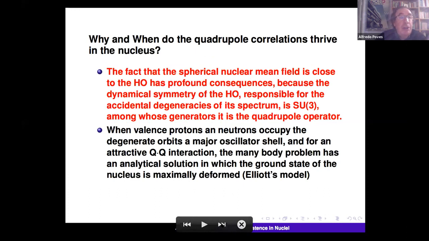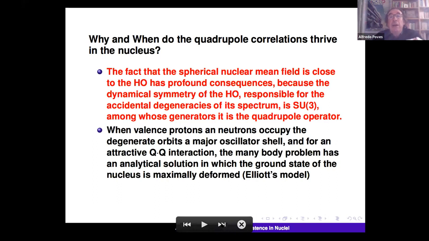As I will concentrate in shapes, I will concentrate in quadrupole shapes. There is a question: why does the quadrupole correlation thrive in the nucleus? And there is a very basic reason. One is the fact that the spherical nuclear mean field is close to the harmonic oscillator. And the harmonic oscillator has a dynamical symmetry, which is SU3. And in the generators of SU3, there is the quadrupole operator. So the mean field is well adapted to one interaction.